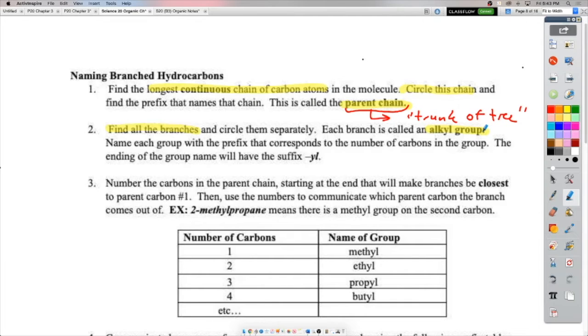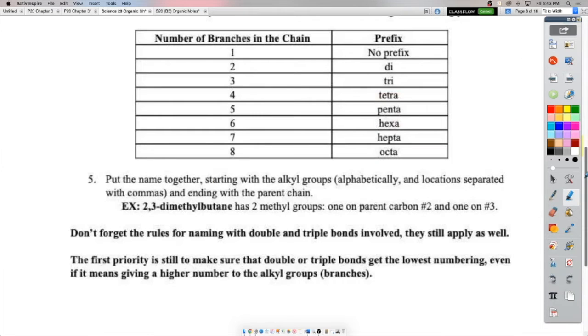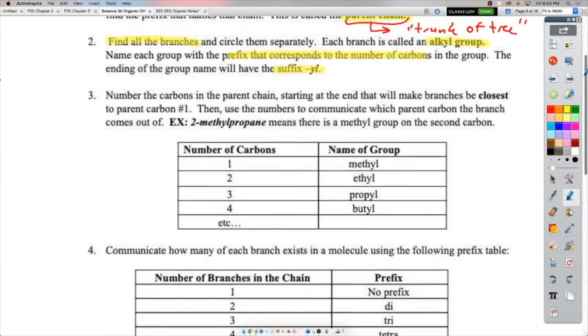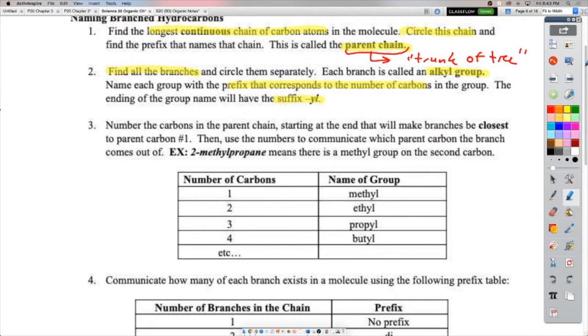So we name each group with the prefix that corresponds to the number of carbons in the group, just like we did before. So if it had two carbons, we'd call it ethane. Now if the branch has two carbons, we're going to call that an ethyl branch, okay? Like it said, the ending of the group name will have the suffix "yl." It'll just end in "yl." The same way an alkane ended in "ane," or an alkene ended in "ene," or an alkyne ended in "yne," an alkyl group always ends in "yl."